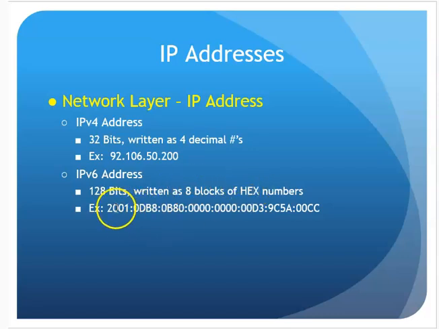So if I take a look here, each block here, we have 8 blocks. Those are your hex numbers. And if I convert them, I end up with my 128 bits. If I write these each out in binary, I get my 128 bits in total.